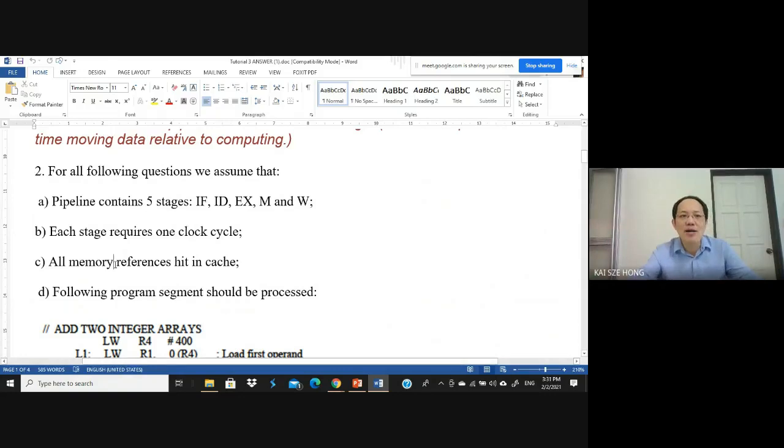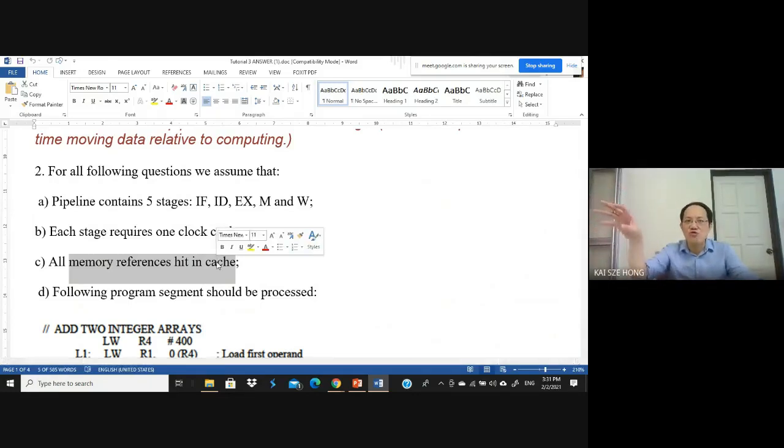Okay, all memory references hit in cache. That means all the memory references are in cache, you do not need to go to memory and fetch it. Otherwise you would need extra cycles to access the memory, because memory is too far away, right? That's why the time needed may be longer. So all in cache. Cache is something inside the microprocessor, so you can access it very fast, within a cycle.